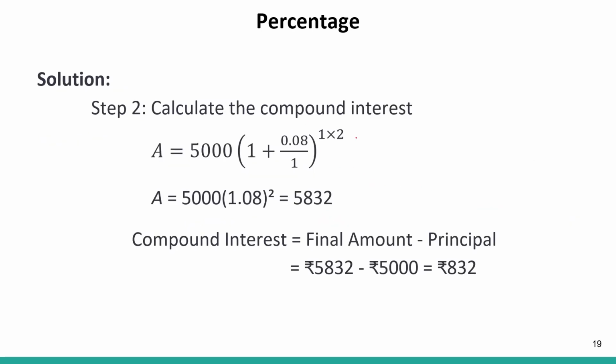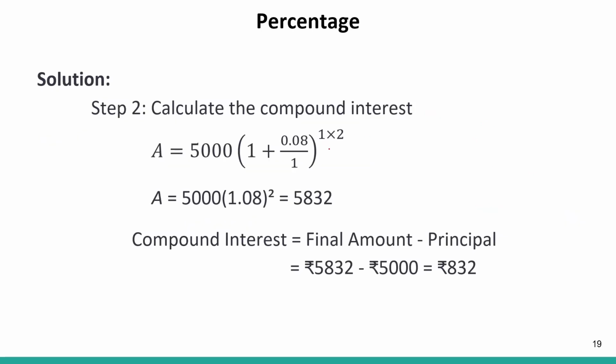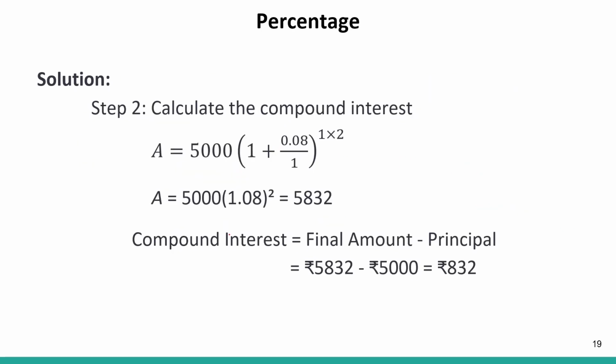Let's calculate the compound interest, that is A is equal to 5,000 into 1 plus 0.08 by 1 whole power 1 into 2. So you can see here N is nothing but number of years, that is N is equal to 2, T in years is equal to 1. And R by N is nothing but 0.08 whole by 1. And P is here 5,000. So A is equal to 5,000 into 1.08 whole square is equal to 5832. So the compound interest will be final amount minus principal amount, that is 5832 minus 5,000, that is 832.